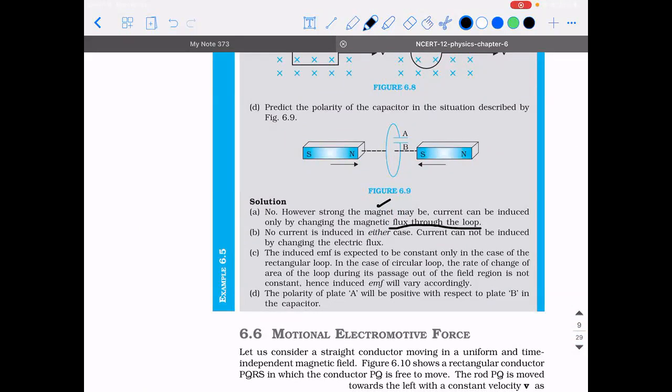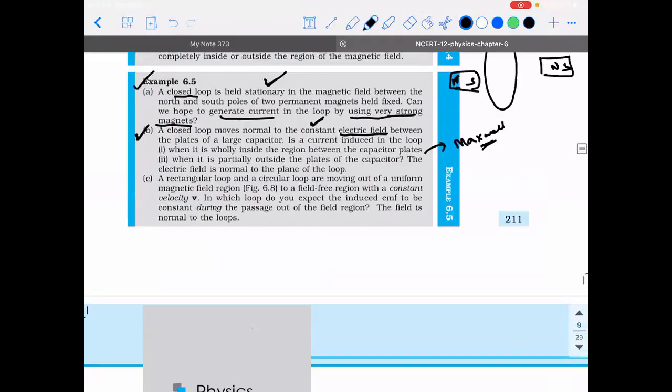You can induce current by changing the electric flux. But here what is happening? The electric flux is constant, because the electric field is constant, area is constant, theta is constant. Right? Shall we move on to the next one?